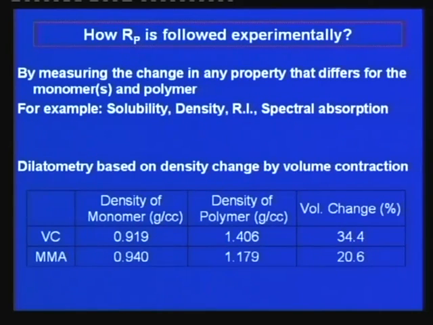Now, that property may be solubility, density, refractive index, or specific volume. There are very simple instruments, which you can even fabricate in your laboratory. You prepare a dilatometer. It is nothing but a very small glass bulb connected with a capillary. You have seen the glass thermometer. In the glass thermometer, there is a bulb filled with mercury connected to a capillary. The rise of the mercury thread through the capillary helps us to measure the temperature of a system. It is a similar kind of thing.